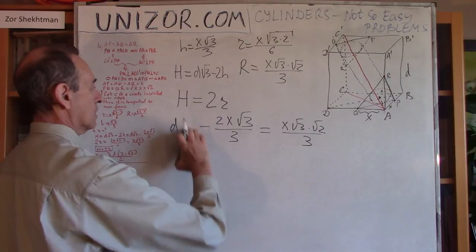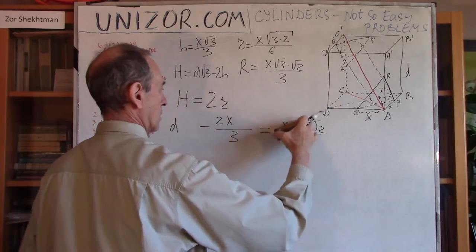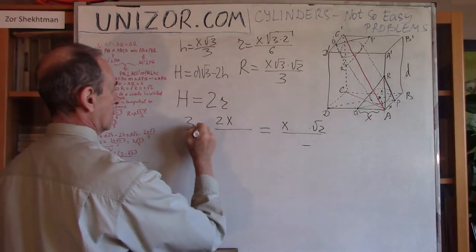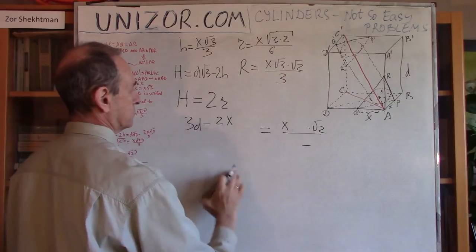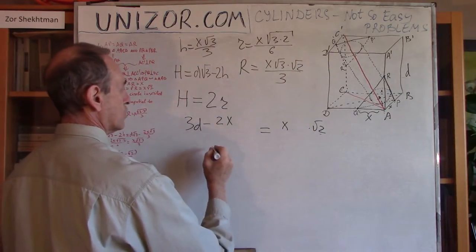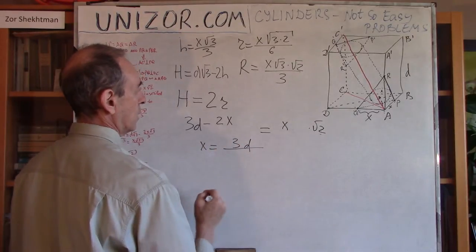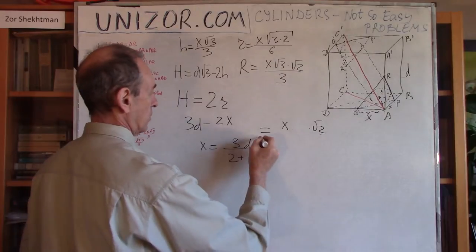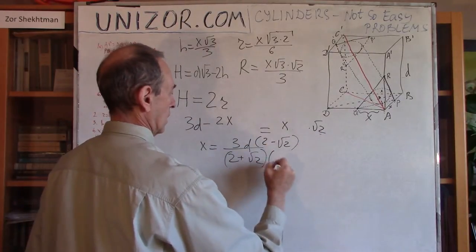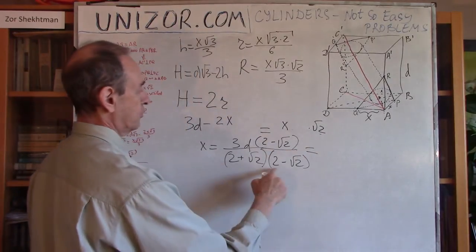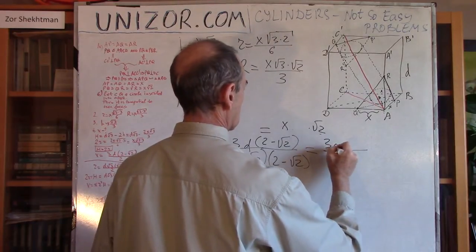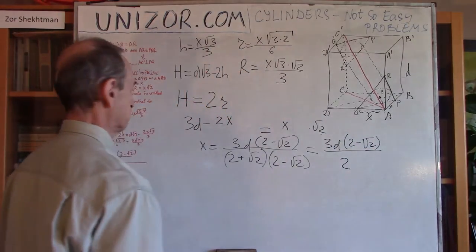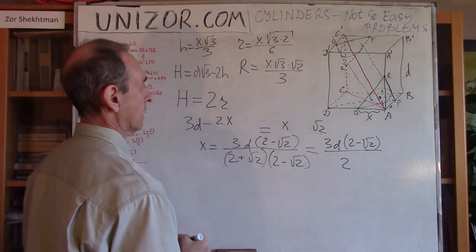Okay, square root of 3 is happily reduced. We multiply by 3, that would be 3G. From which X is equal to 3G divided by 2 plus square root of 2, right? Okay, I don't like radicals in the denominator. I will multiply it by 2 minus square root of 2. And that would be 4 minus 2, which is 2. So X is 3G times 2 minus square root of 2 over 2. Okay, I have X now.